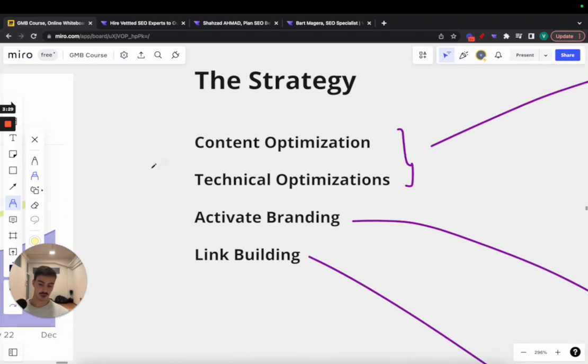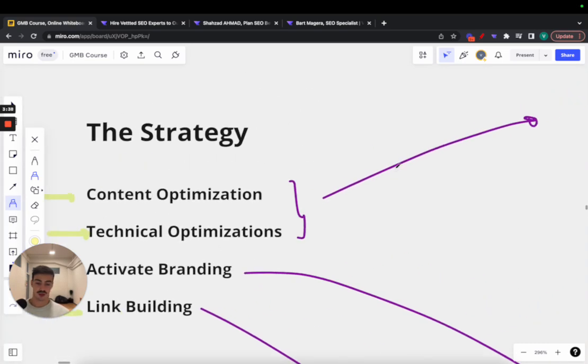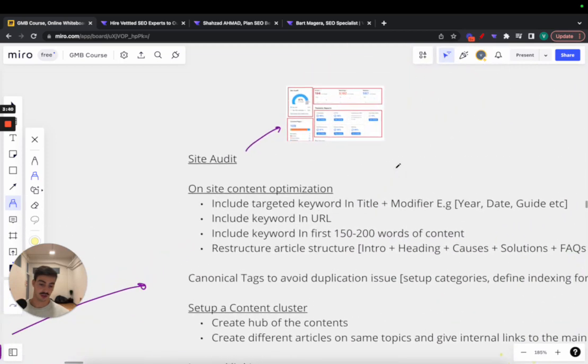I broke this down into four parts: the content optimization, technical optimizations, the branding activation, and finally the link building. I joined these two because I think it's easier. So let's get straight into it.